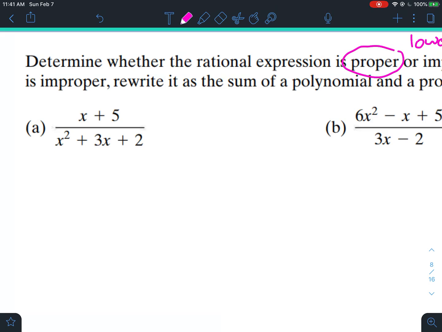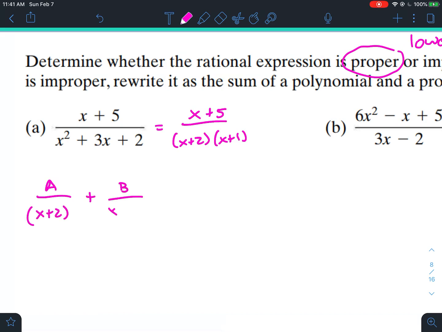And so we want to write this as a sum of two polynomials. So remember, our first step, the first one is proper. We're going to break this up into its factors, x plus 2, x plus 1. And so this is going to be a over x plus 2 plus b over x plus 1, and that's going to equal x plus 5 over x plus 2, x plus 1.